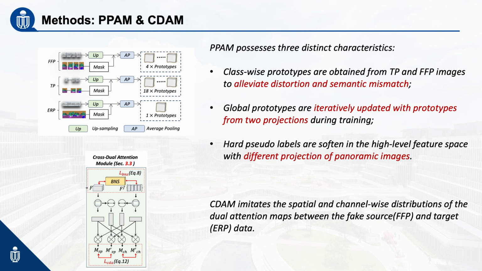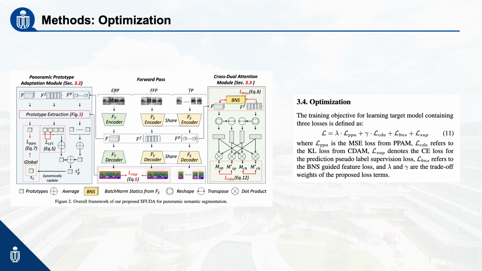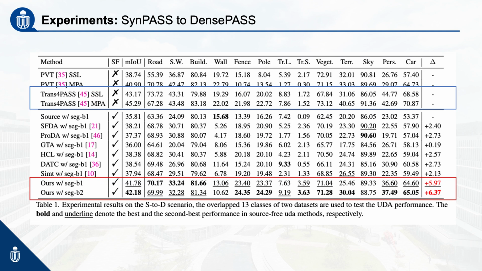It imitates the spatial and channel-wise distributions of the dual attention maps between the fake source, also known as the FFP images, and the target ERP data. And the overall training objective is listed in equation 11.